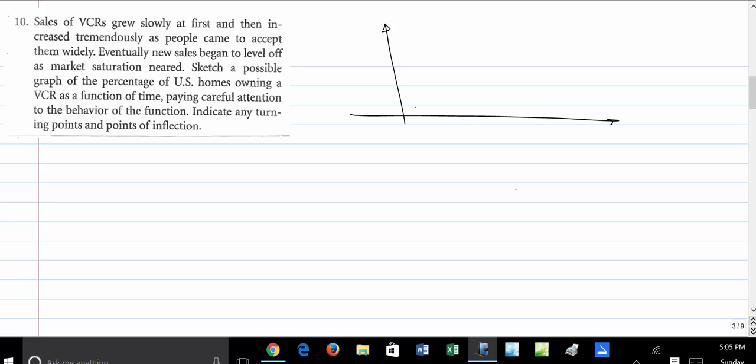So it grew slowly and then increased tremendously, got faster, and then it leveled off. So I only have here an inflection point.